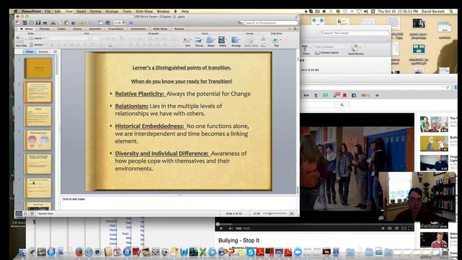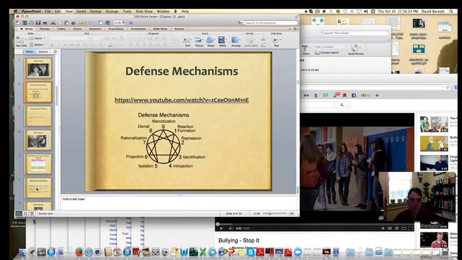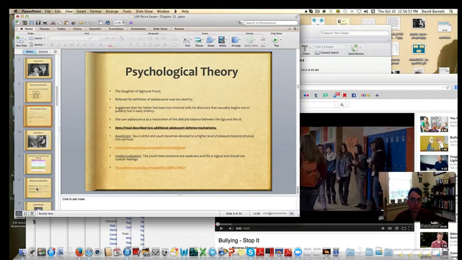And let's scroll down, back to Anna. She was, again, the daughter of Sigmund Freud. She believed his definition of adolescence was a little too sketchy. Suggested that her father had been too involved in the discovery that sexuality begins not at puberty, but in early infancy. She disagreed with that. She believed that sexuality began during adolescence. She saw adolescence as a restoration of the delicate balance between the ego and the id.